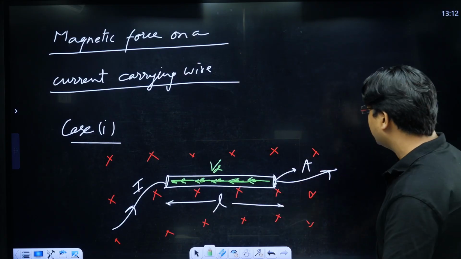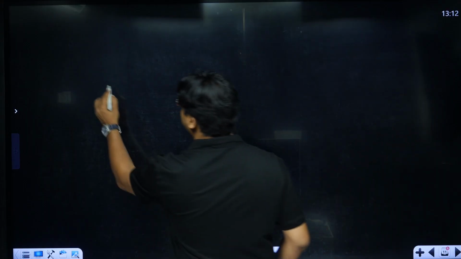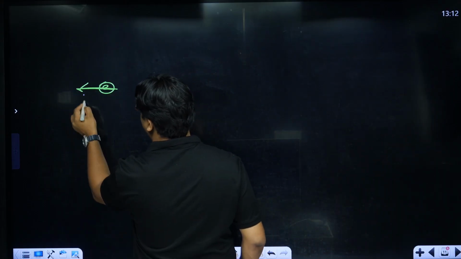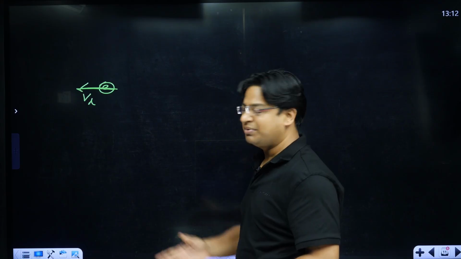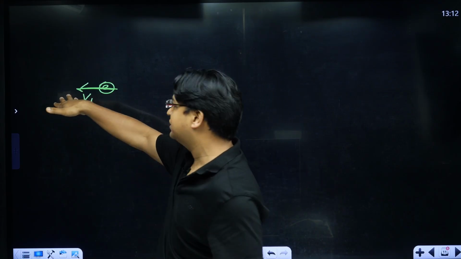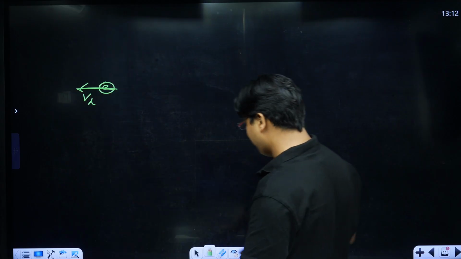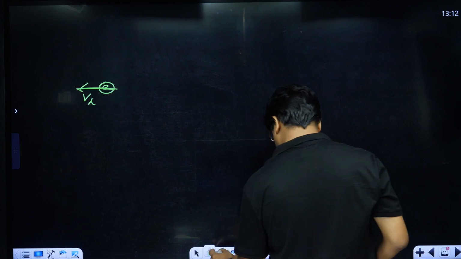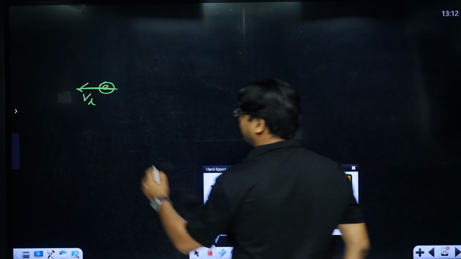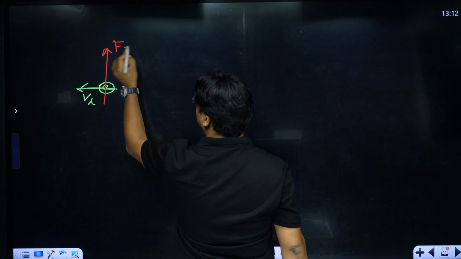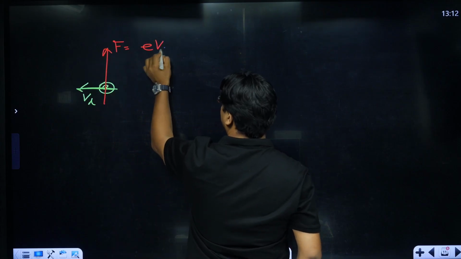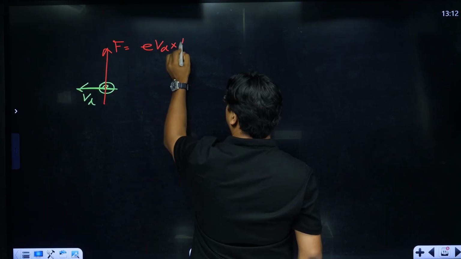So what is happening is that every electron is experiencing a magnetic force. The magnetic field is inward, the velocity is in this direction. Electrons are negative particles, so they will experience a force towards the back of the palm. All these electrons are experiencing a force which will be given by the charge of the electron times the drift speed into the magnetic field.